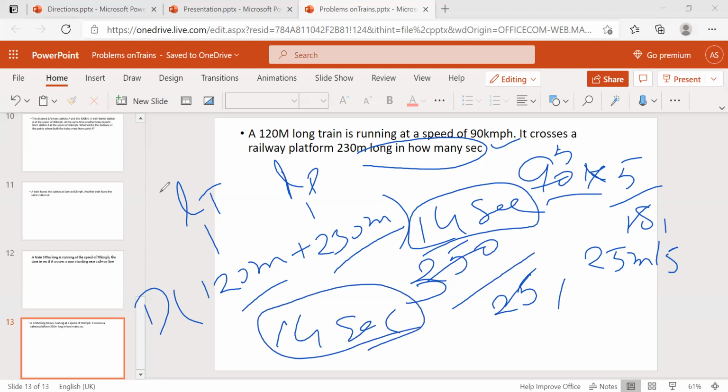So this is the basic concept and basic problems on trains. Then in the next class we'll discuss relative speed problems.